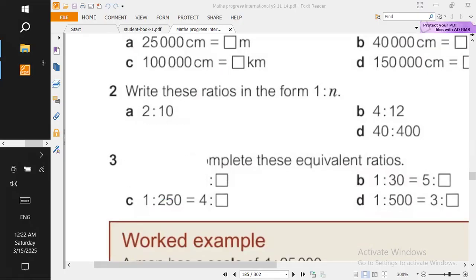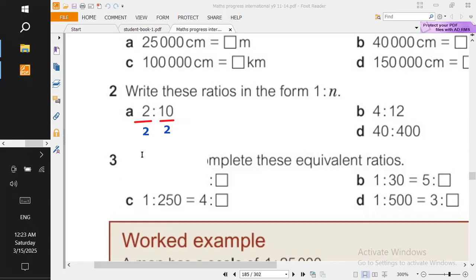So basically 2 to 10 here, I need the first number to become 1. It means I have to divide it by 2. That's the whole idea of 1 to n. And because I divided the first one by 2, I have to divide the second one by 2. Same idea with all ratios here. You divide the first one by 4 and you divide this by 4. You divide by 40, you divide by 40. So the whole idea is making the first ratio 1 by dividing it by itself.